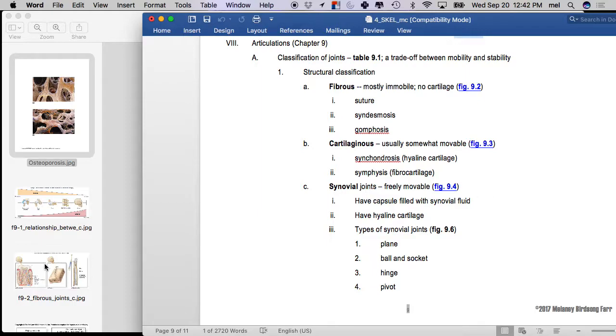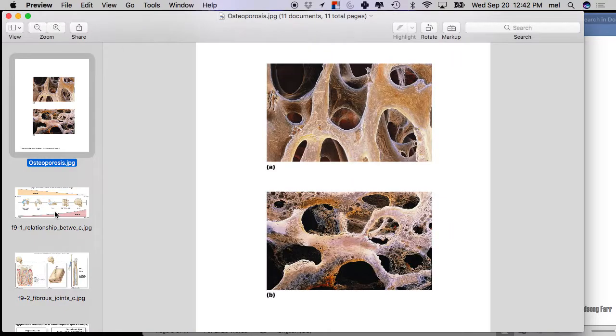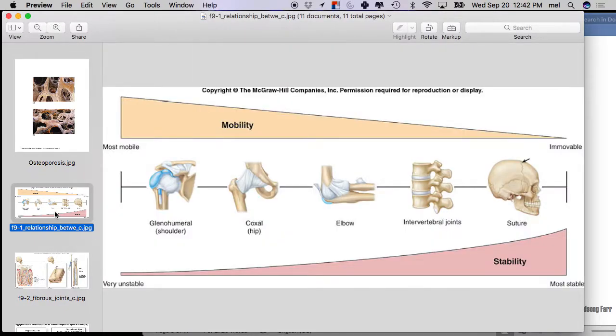Chapter 9 is articulations, which is how joints are put together, but then it's also how they work. And the part of how they work I do with muscles, not with bones, right? Because it's actually muscles that move the joints. So let's talk about classification of joints just generally. And you know that articulation means joint. Here is a truth about articulations or joints. The more stable you are, the less mobile you are. And you're always sacrificing one thing for the other.